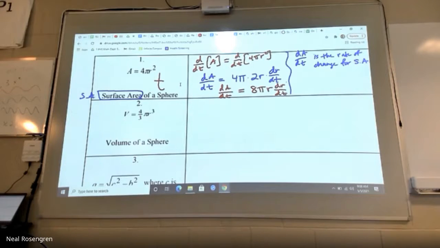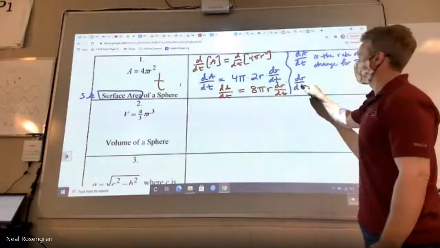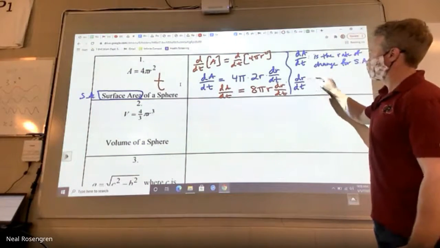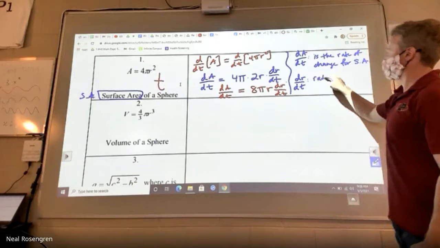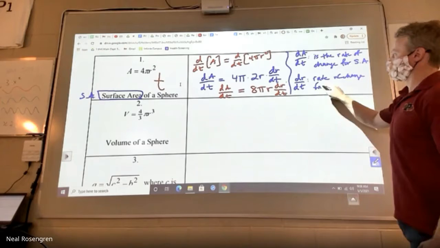dr dt is linear because that's a radius. So that's feet per second. dA dt is area. It's second dimension. That'd be feet squared or square feet per second. So dA dt is the rate of change for surface area, and dr dt is your rate of change for the radius.